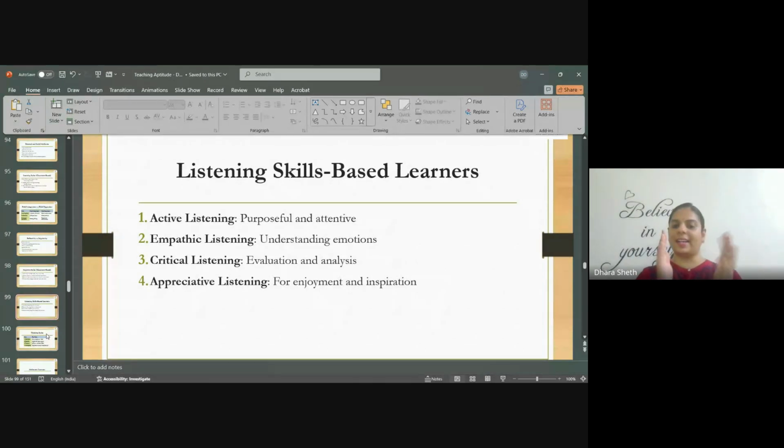So one is active listening. They are attentive to what you are saying. One is listening empathically. Their focus is more on the emotions that you are conveying. Like, "Today madam cracked a great joke, it was so much fun." That's their takeaway from the session.